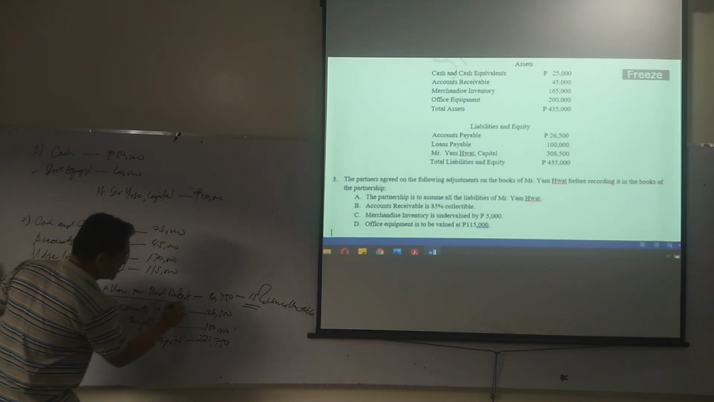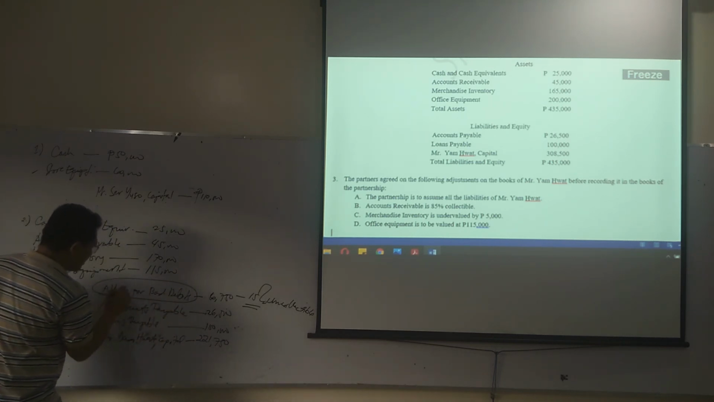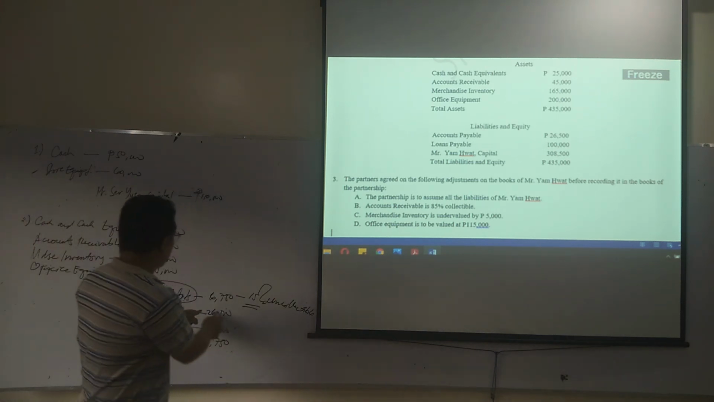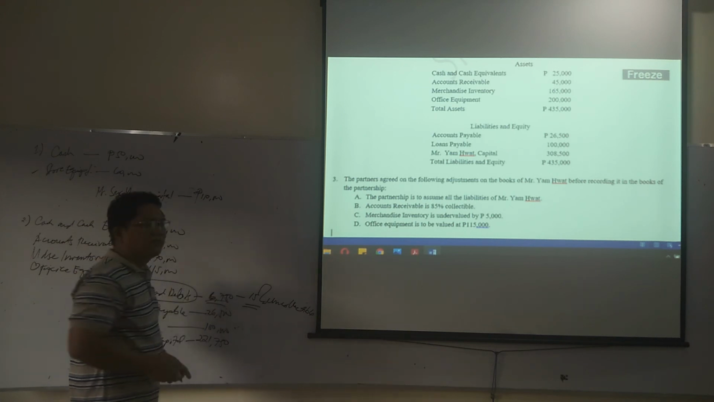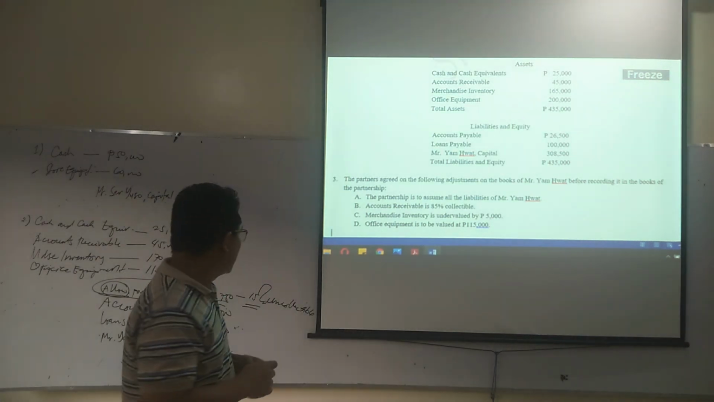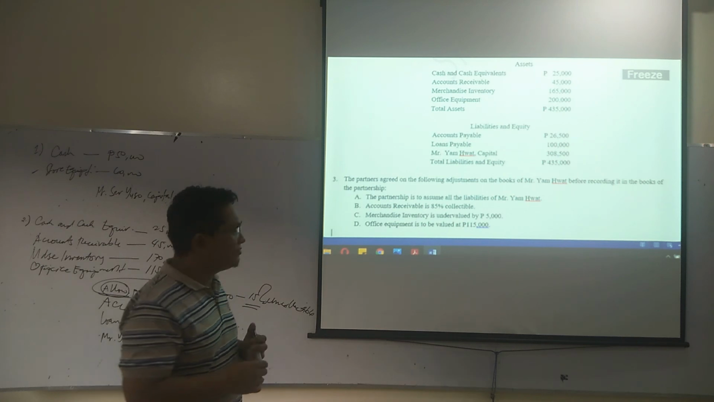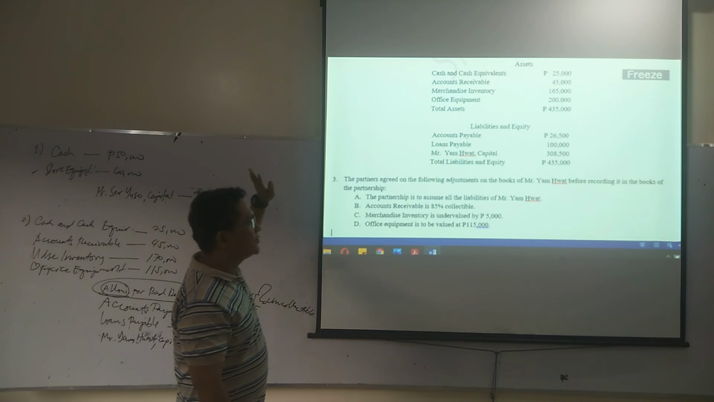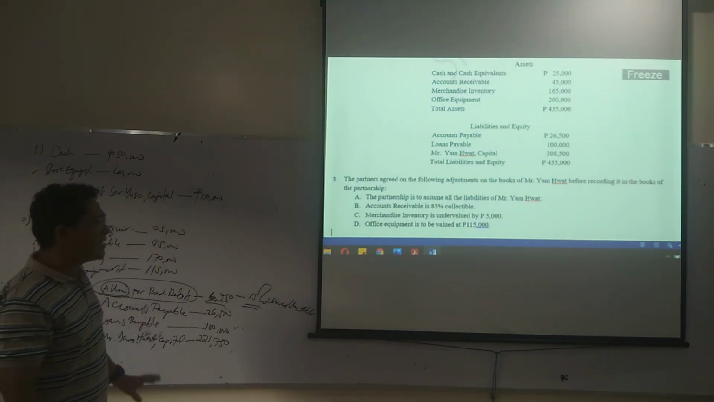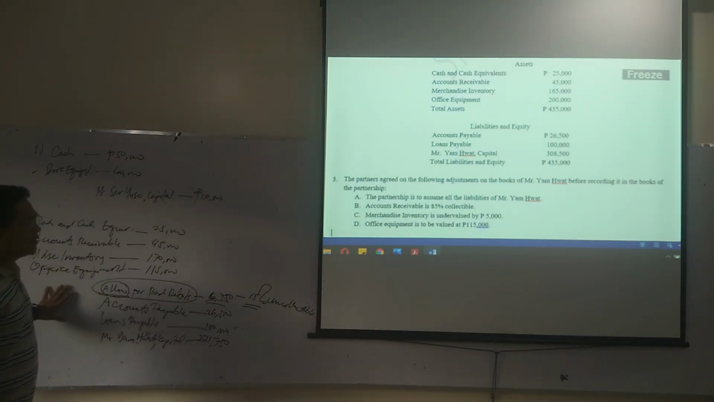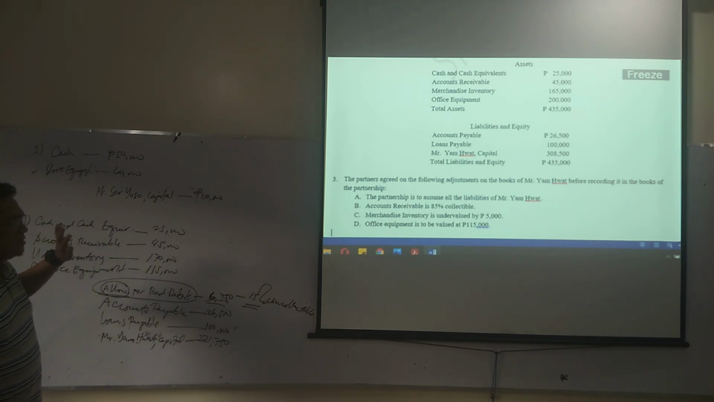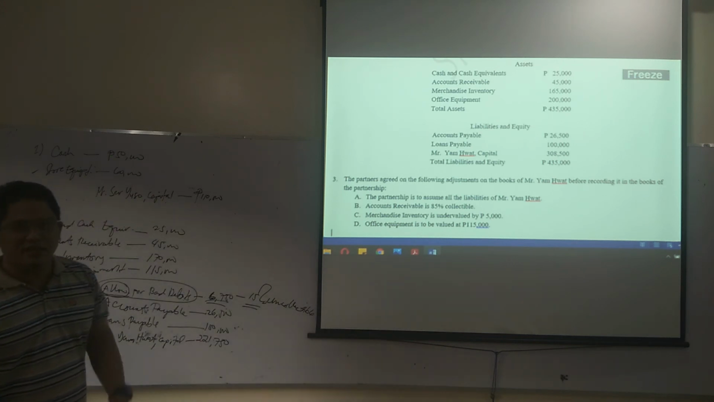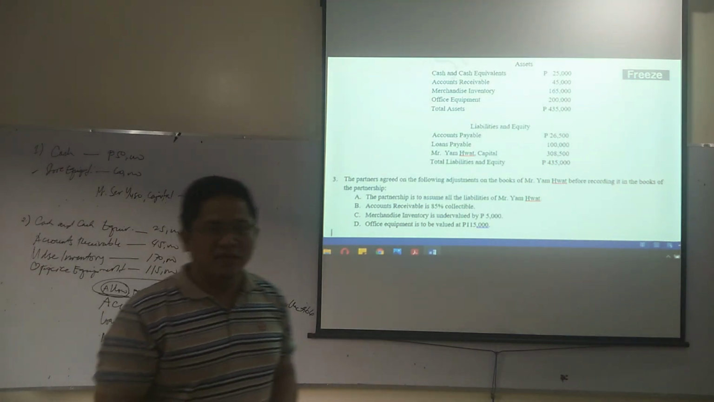So there's a difference between valuation of other assets like inventories and office equipment versus accounts receivable. We use the allowance method because of the possibility of the collectibility of these uncollectible accounts. So that's the difference between adjusting accounts receivable versus the rest of the non-cash assets. So that's how we record partnership formation where one of the partners is an already existing single proprietorship.